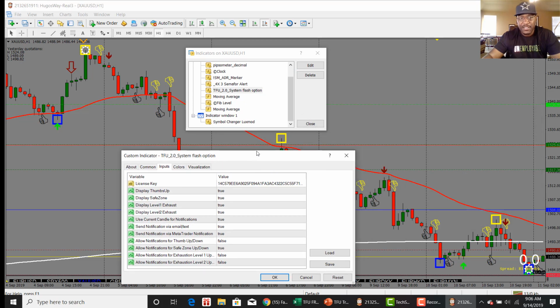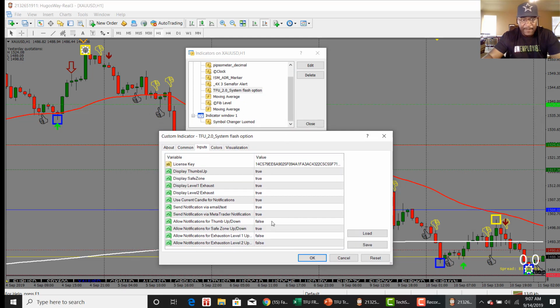When you hit edit, this box will pop up. Whatever you want to display will be here, and whatever you want to be notified about will be here. You want to make sure that all notifications to send to your phone are true. You don't need the thumbs as far as notification, but you do want to see it on your chart.